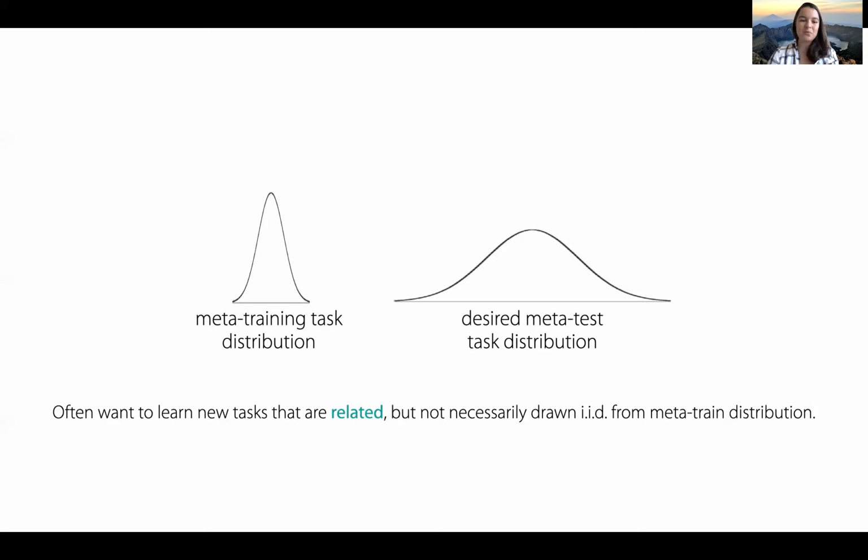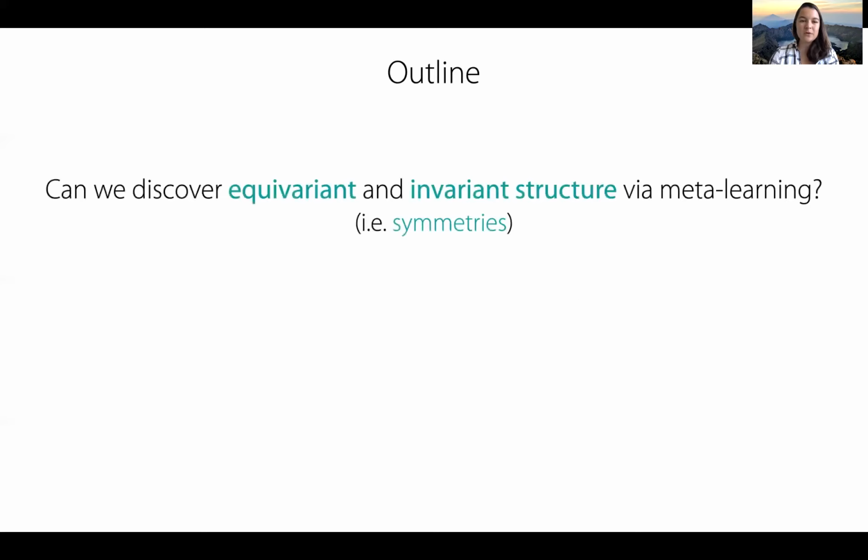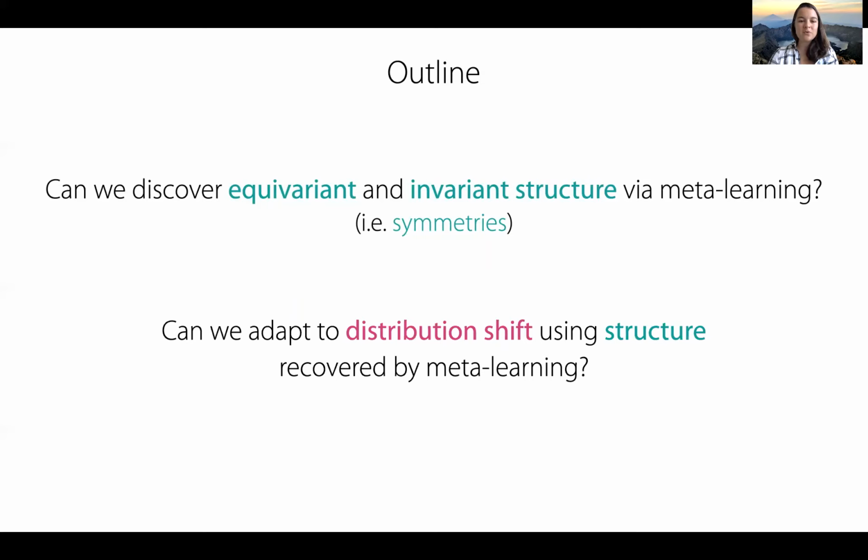So oftentimes we're in the situation where we want to be able to learn new tasks that are related to the meta-training task distribution, but not necessarily drawn IID from that meta-training distribution. By related, I mean tasks that share some certain structure. And today we'll be talking a bit about how we might try to explicitly extract that structure in a way that allows us to generalize more broadly. So first, we're going to try to answer the question, can we discover equivariant and invariant structure using meta-learning? Can we discover symmetries in the data with meta-learning? And second, we'll talk about, can we adapt to a distribution shift using the structure recovered by meta-learning?